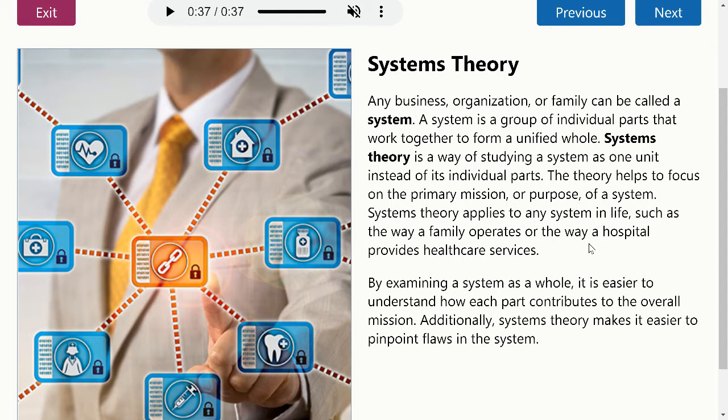Oh, you want us to write it down? You want us to write something down? The definition of system? System theory? No, system.